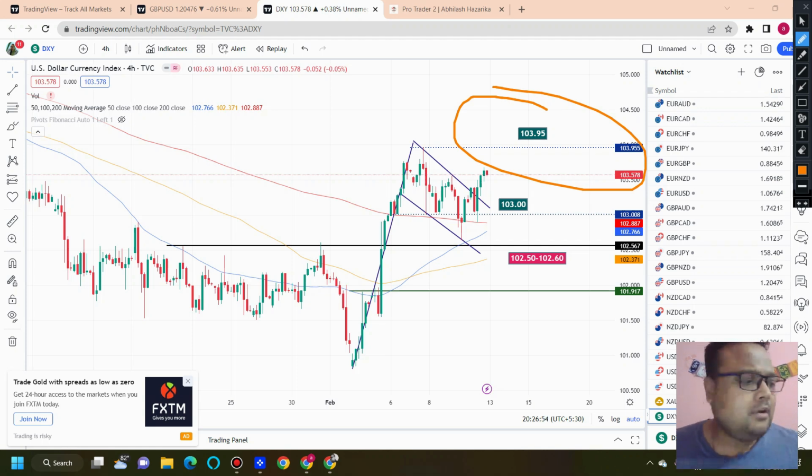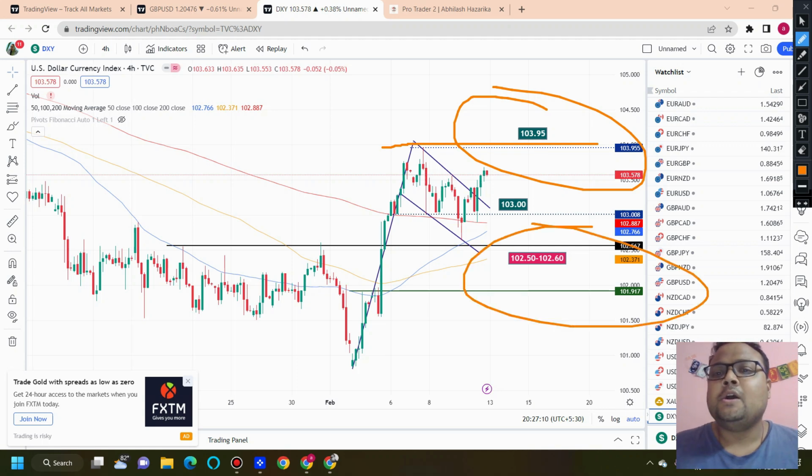And hopefully the market will not show any crazy moves before the news, because usually before a big event we get to see a silent market. If the market goes up, there's a high chance that it will reverse from this level. On the other hand, if the market starts falling, then obviously 102.50 to 102.60 is present as the support for the market.